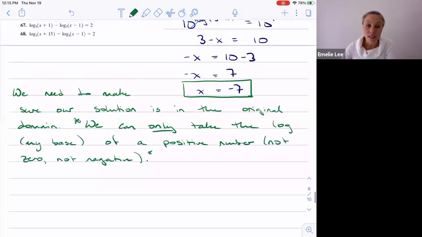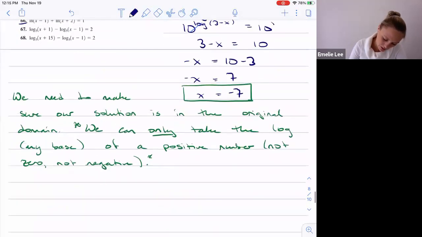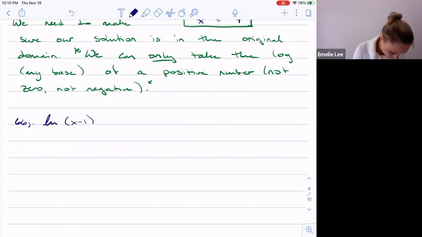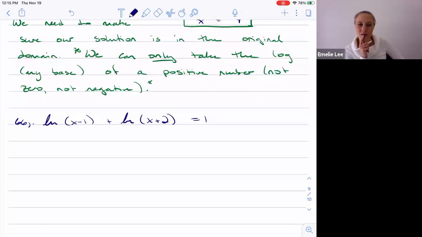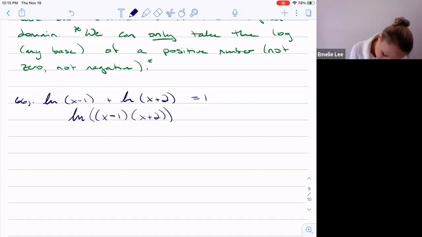Okay. Let's do one where that's even more important to keep track of. What if I have the ln of x minus 1 plus the ln of x plus 2 is equal to 1? This is one of those scenarios where I've got an x here and an x here, so I need to combine these as one log before I can solve this. I'm adding logs of the same base, which means I can multiply them inside that log. So I have the ln of x minus 1 times x plus 2 is equal to 1, right? I haven't done anything, I've just combined those logs.